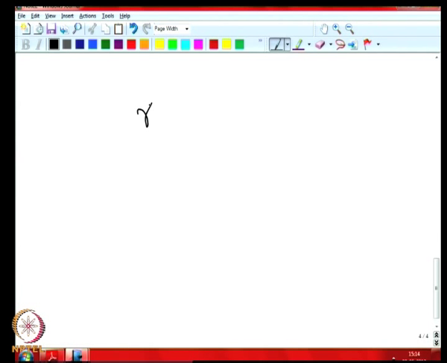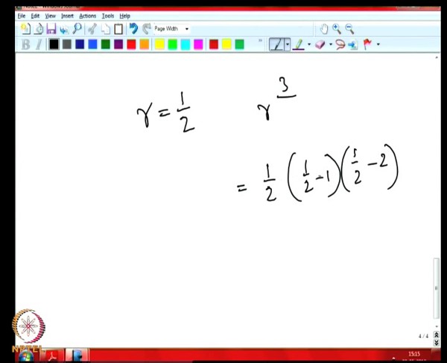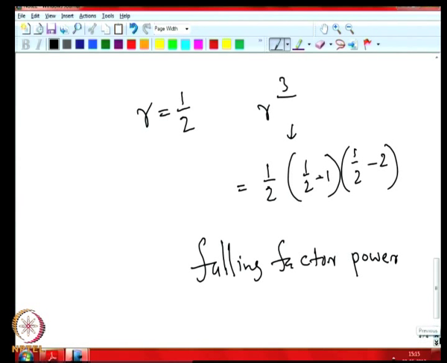And similarly we can ask, suppose r equals half, what is r falling 3? This will be half into half minus 1 into half minus 2. So, 1, 2, 3 terms are written starting from there. So, this is the falling factorial, r to the falling power 3. We can call it falling factorial powers, r to the falling power 3.